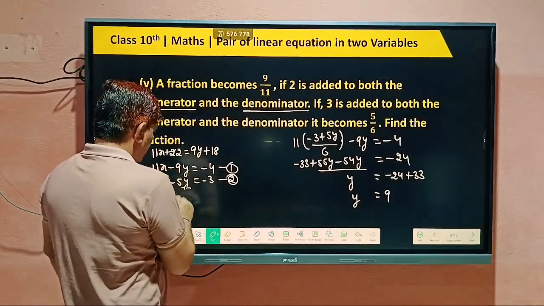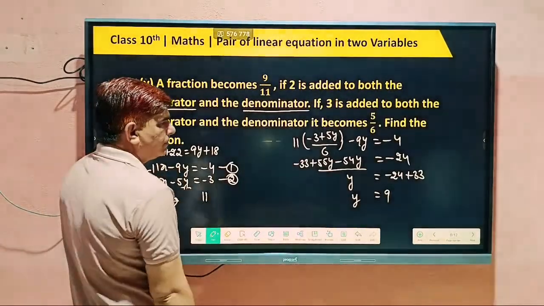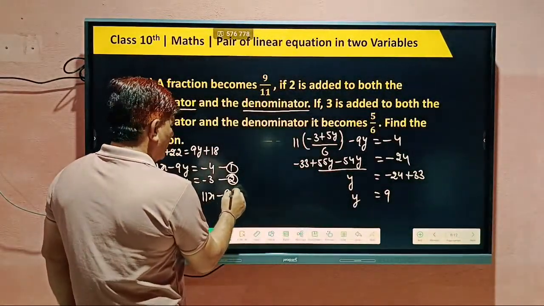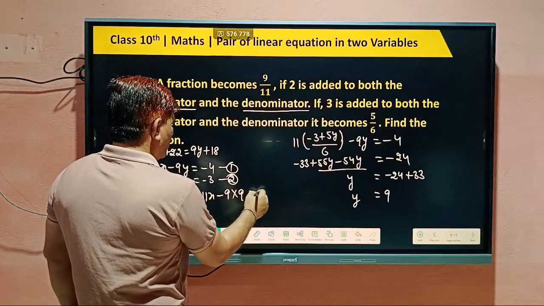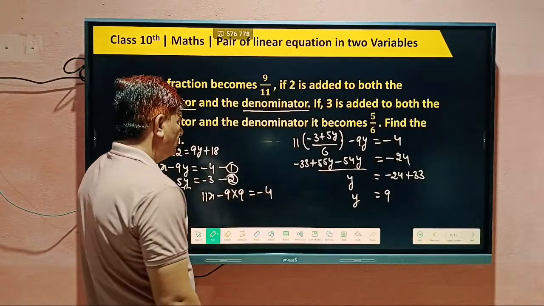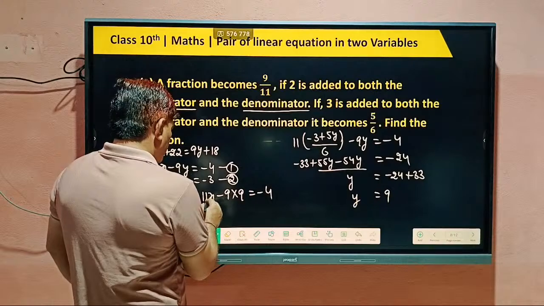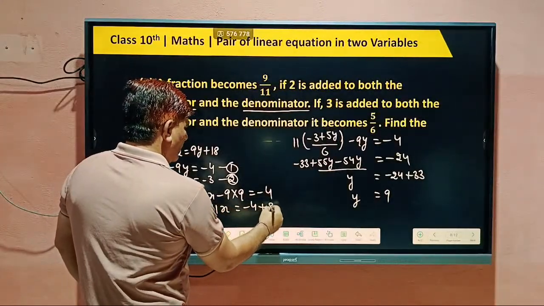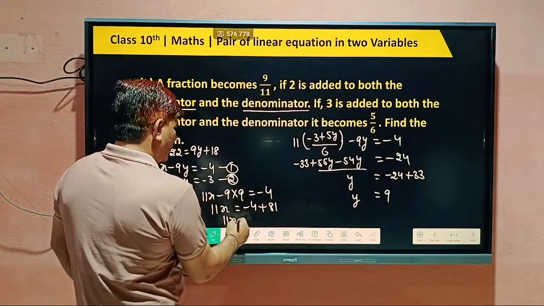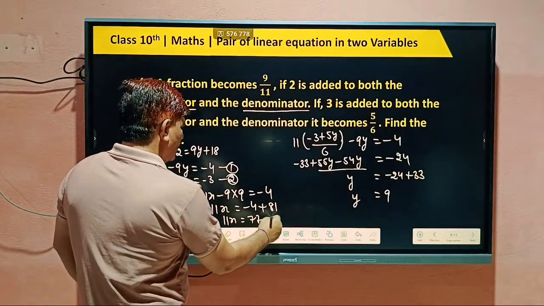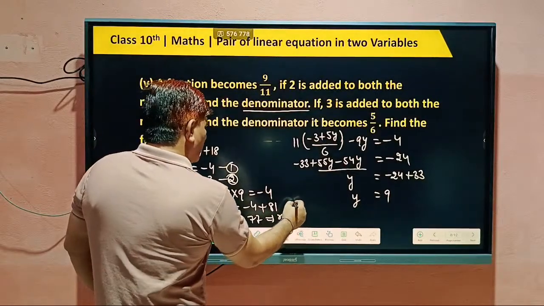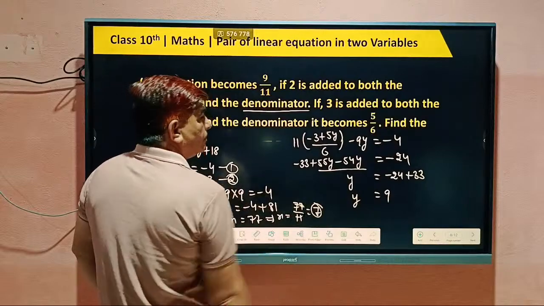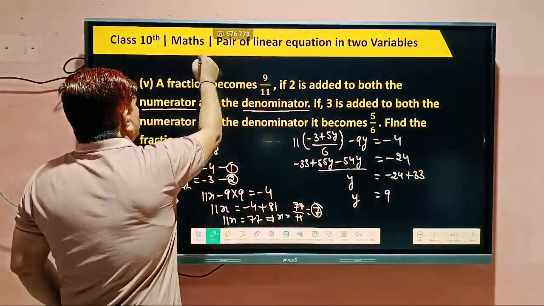So first is this: 11x minus 9 into 9 is equal to minus 4. Understood? So 11x is equal to minus 4 plus 81. So 11x is equal to 77. This implies x is equal to 77 by 11. So how much? 7. So what's the value of x?